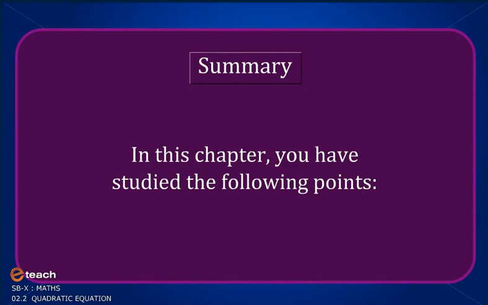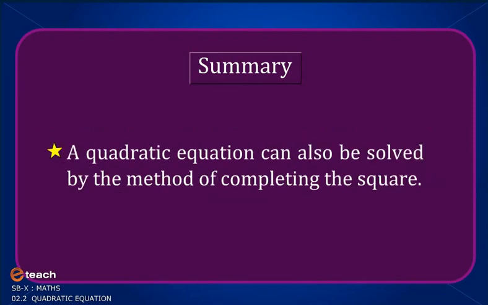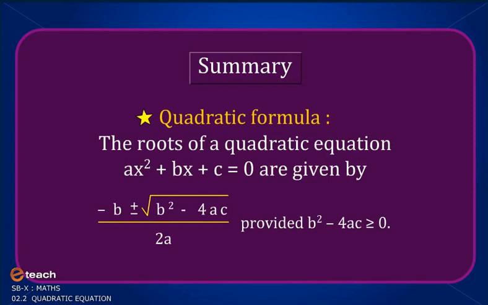Summary. In this chapter, you have studied the following points. If we can factorize ax square plus bx plus c, a is not equal to 0, into a product of two linear factors, then the roots of the quadratic equation ax square plus bx plus c is equal to 0 can be found by equating each factor to 0. A quadratic equation can also be solved by the method of completing the square. Quadratic formula: the roots of a quadratic equation ax square plus bx plus c is equal to 0 are given by minus b plus minus under root b square minus 4ac whole upon 2a, provided b square minus 4ac is greater or equal to 0.